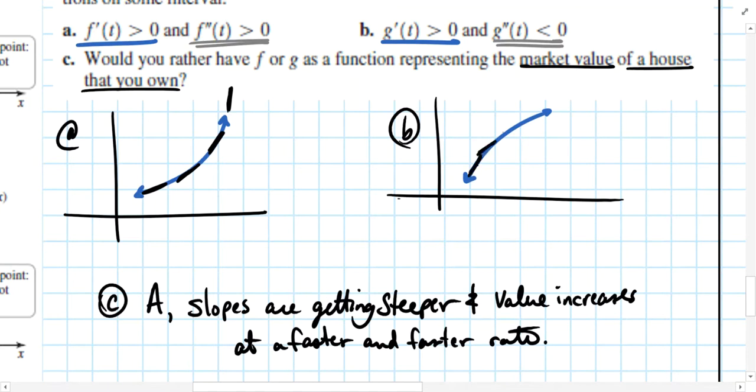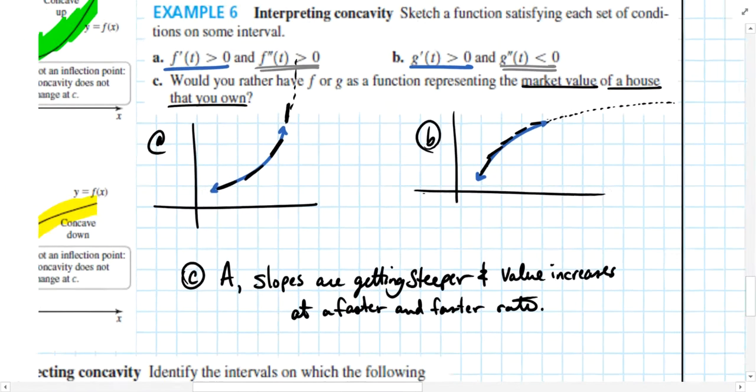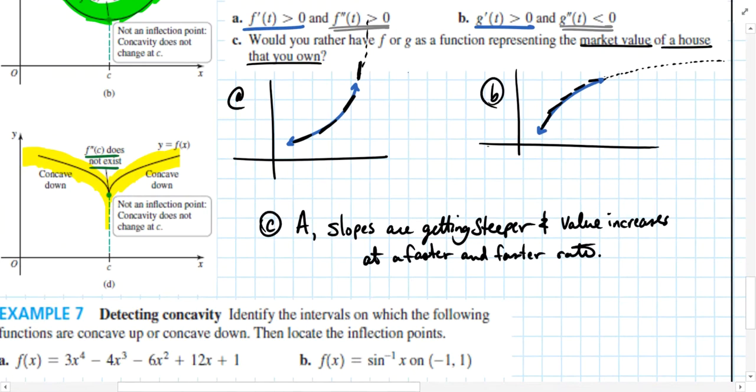Now the value in part B is always positive and it is always increasing. We always have a slightly positive first derivative, so the value is going up. It's just not going up as fast, or it won't continue to increase quite as fast as this example over here. So as far as an investment goes, the market value, I'd much rather have a graph that follows this behavior on the left.